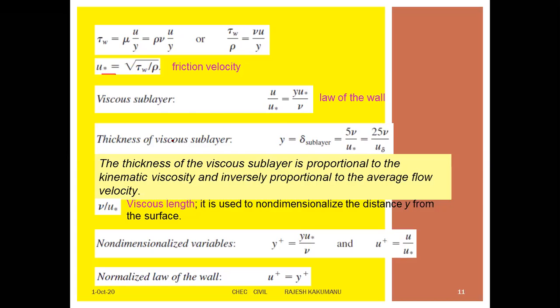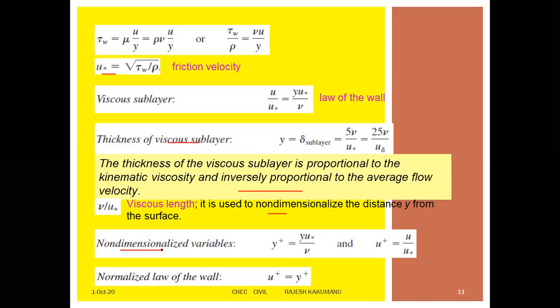Then the thickness of the viscous sublayer y is equal to 5 nu by u star, that is 25 nu. The thickness of the viscous sublayer is proportional to the kinematic viscosity and inversely proportional to the average flow velocity. Therefore, nu by u star is the viscous length, which is used to non-dimensionalize the distance y from the surface.